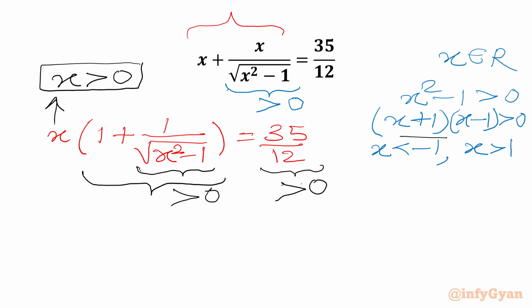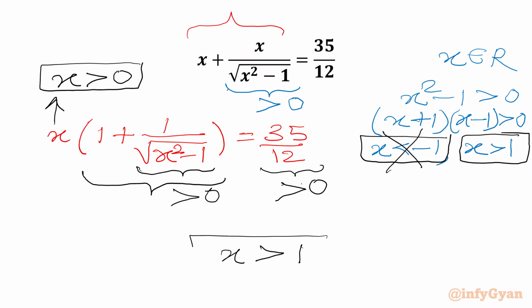We have two conditions here: x should be less than minus 1, or x should be greater than 1. So x should be positive, and we will reject the first inequality. So we can say if x is greater than 1, then only we will have real solutions. Otherwise, we will get complex solutions.